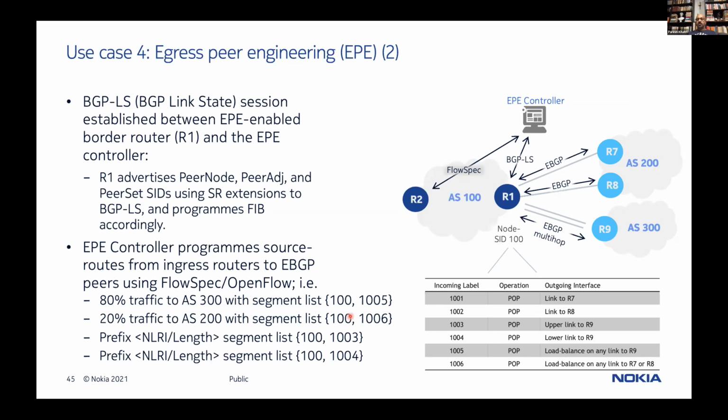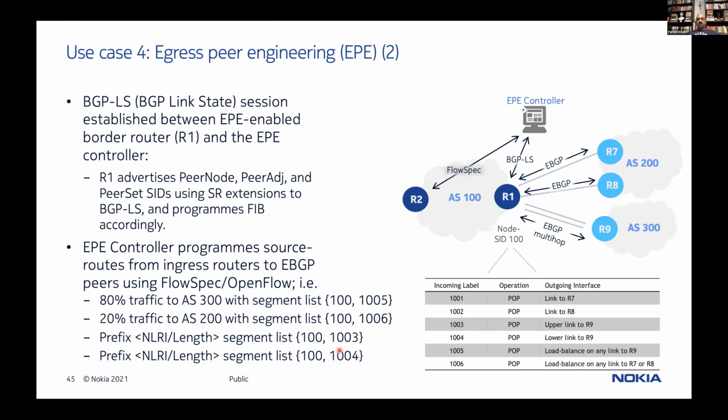list of 100, 1006. Now 1006 is saying load balance on any link to R7 or R8. So 1006 is actually a peer set SID, because it will round robin on a per flow basis between R7 and R8 and send traffic equally to it.